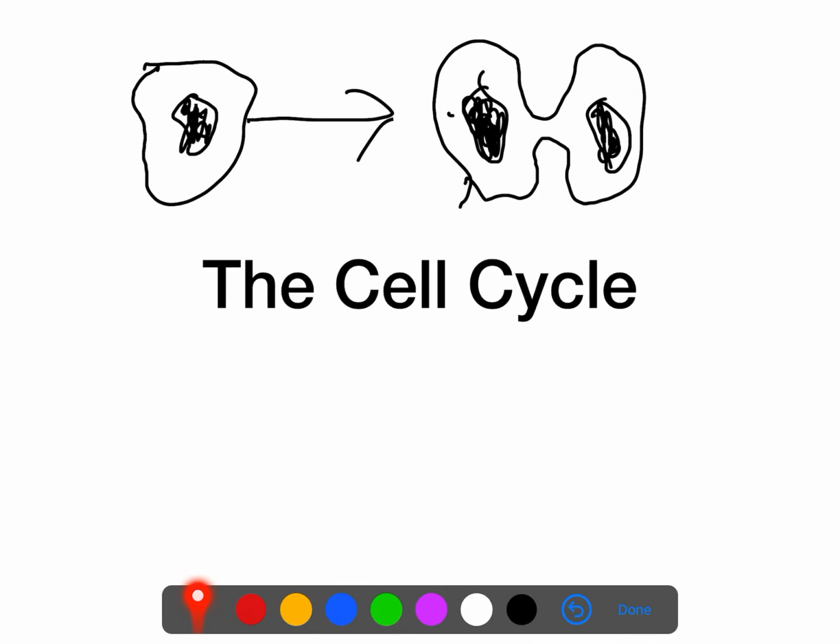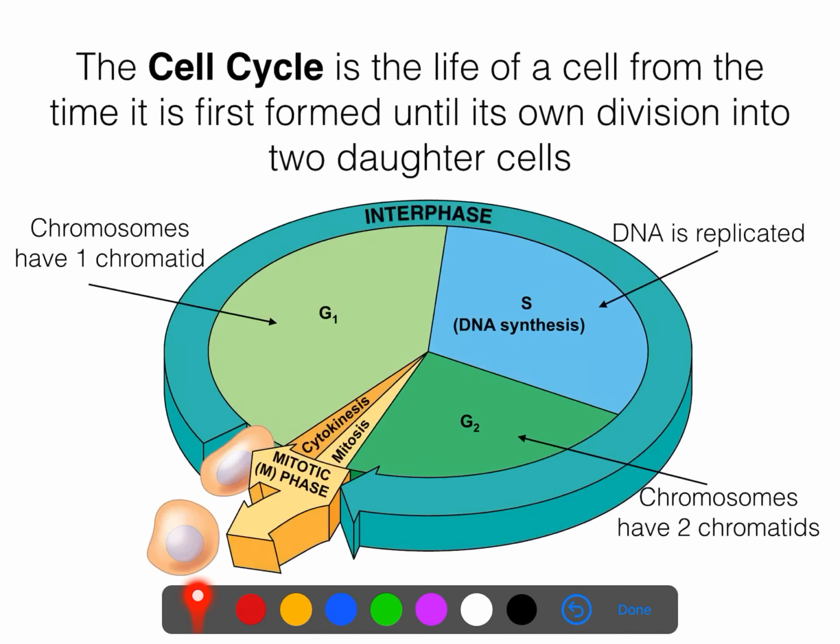Just like you have a life cycle, you're born as a baby, and then you grow up, and you get bigger, and you go through adolescence, and then you go through adulthood, and eventually you die. But just like there's a life cycle, there's also a life cycle of the cell, and this is called the cell cycle. So the cell cycle has several parts to it. And it goes around and around in a circle.